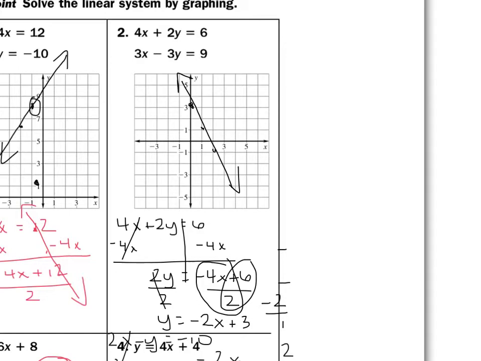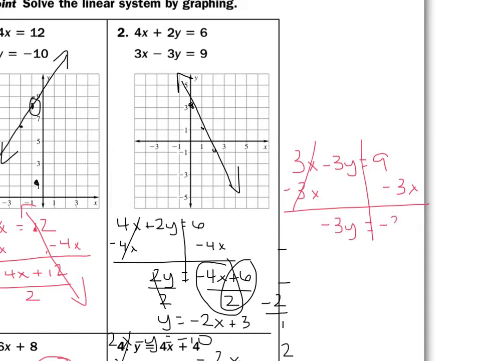In our second equation, 3x minus 3y equals 9. I'm going to take 3x away from both sides so that those go away. You're left with negative 3y equals negative 3x plus 9. And then divide both sides by negative 3.